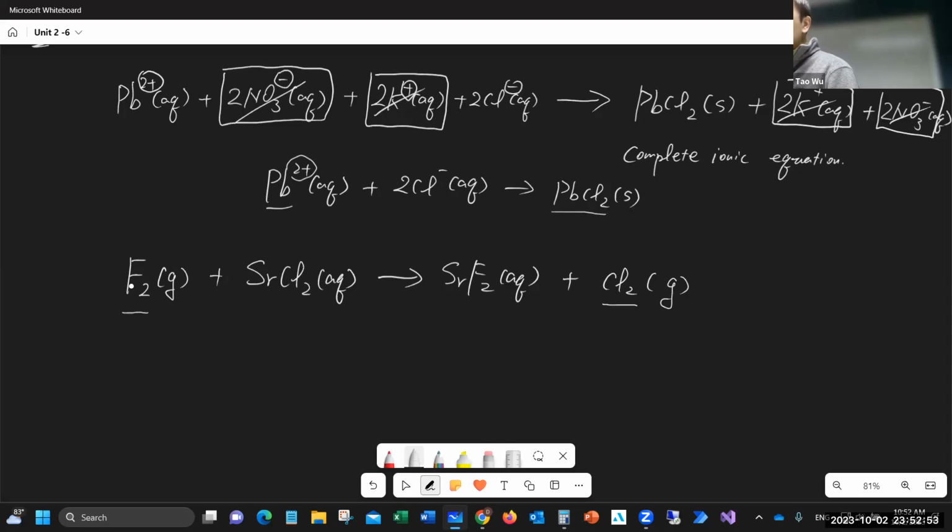The only things that you can split are strontium chloride and strontium fluoride. There's a metal plus non-metal. So this is ionic. And here it shows aq, which means it's dissolved in the water. So that is why when you rewrite this, fluorine will keep as it is. It's just fluorine gas. And then they're going to rewrite strontium chloride.